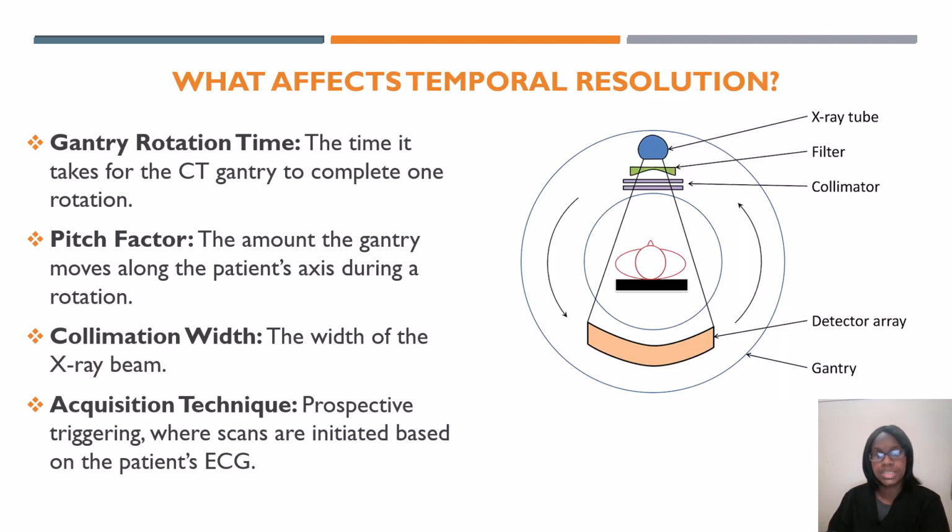What affects temporal resolution? Your gantry rotation time, which is the time it takes for the CT gantry to complete one rotation. Your pitch factor, the amount the gantry moves along the patient's axis during a rotation. Collimation width, the width of the X-ray beam. Acquisition technique, prospective triggering, where scans are initiated based on the patient's ECG.